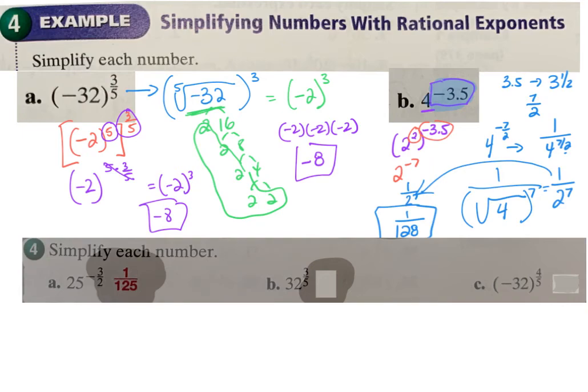For B, 32 to the 3/5, that is the 5th root of 32 cubed. The 5th root of 32 is 2, and when you cube it, you get 8. For C, your exponent is not the negative. It is your base. So the 5th root of negative 32 is negative 2. And when you take negative 2 to the 4th power, you get positive 16.